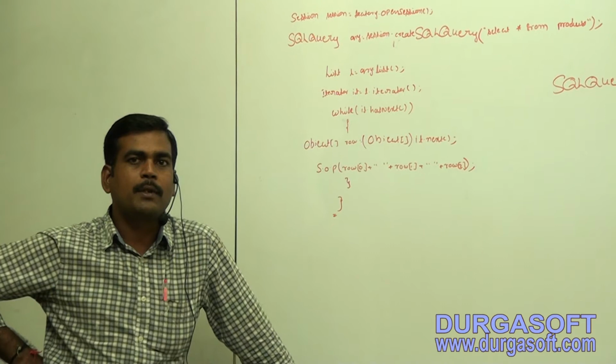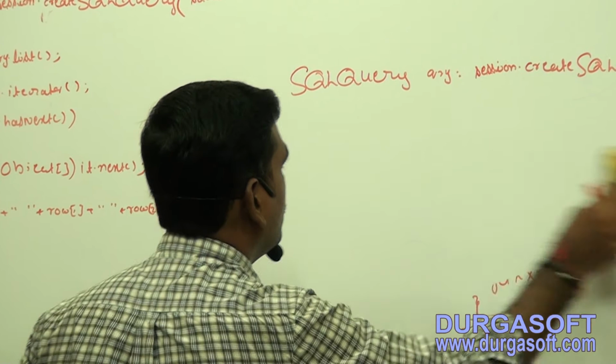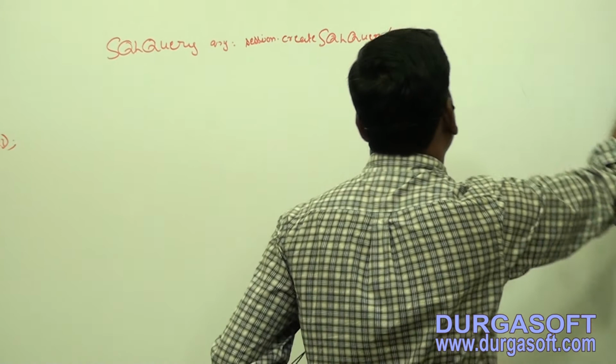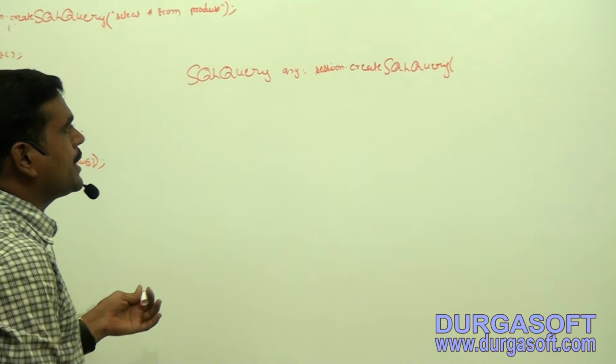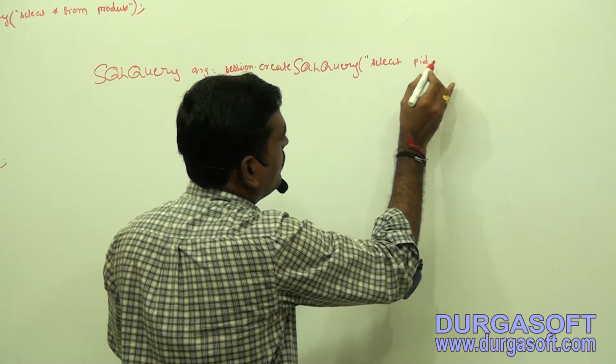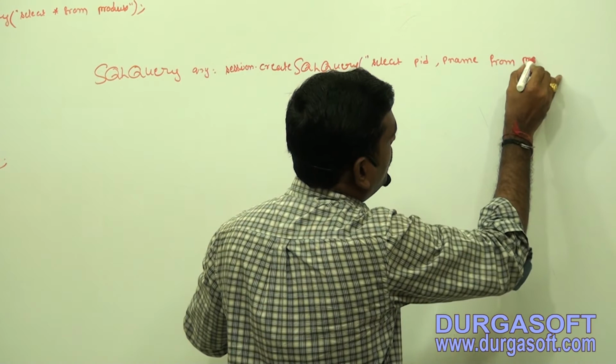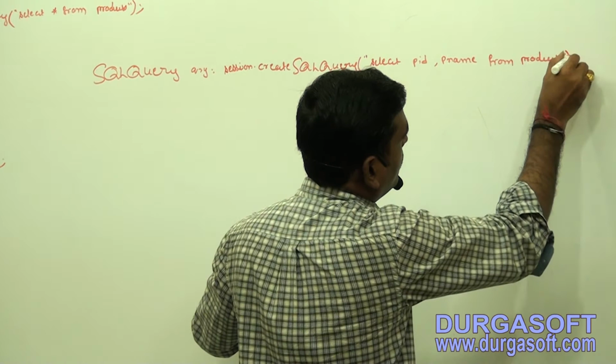How do we design scalar queries? Just observe here. SQLQuery query = session.createSQLQuery, and under that I am passing the query: select PID, PNAME from products. This is my query.